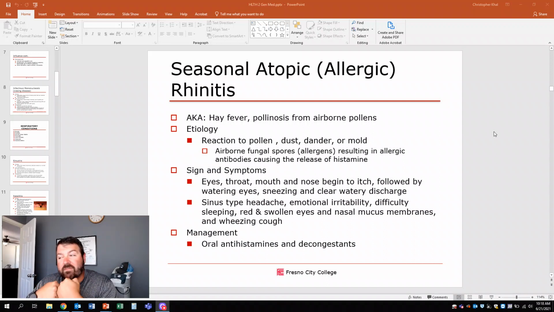So a lot of people have a lot of these. Airborne fungal spores are really common. They cause a lot of histamine release, which makes you teary-eyed, swelled up, with a runny nose, crying eyes, itchy throat, irritability, problems sleeping. What else? Cough, wheeze. Oral antihistamines and decongestants are probably the best thing you can do.